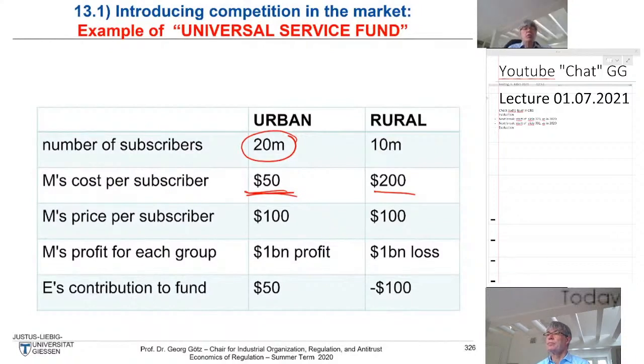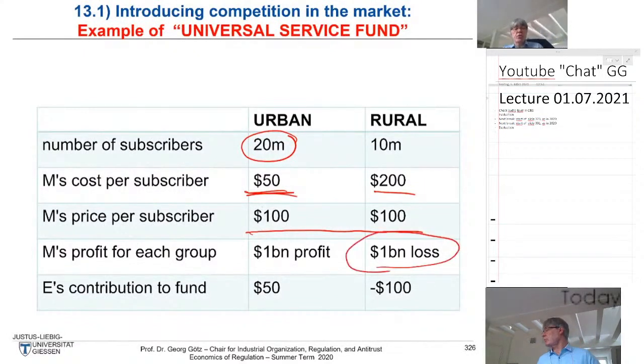What is also very typical in many countries is that even though the costs are different, prices are the same in urban and rural areas. And this is the distortion we have. We don't have cost-based prices, but typically for political reasons, we have the same prices, and that means that we have a loss in rural areas and we make a profit in urban areas. The example is put in a way so that you have 1 billion of profit in the urban area and 1 billion of loss in the rural area, which is simply covered with the profit from the urban areas.